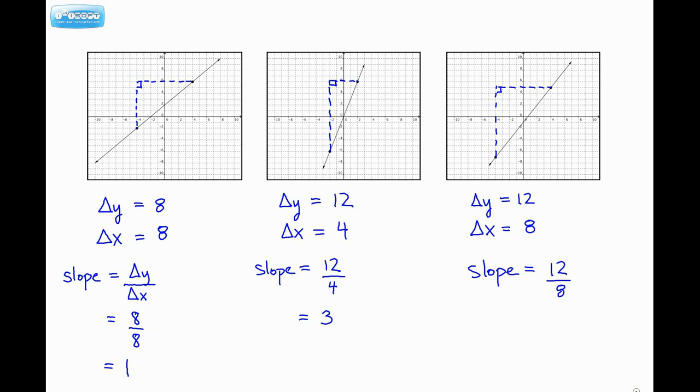Now, unfortunately, we're not going to get an integer as an answer, but we always reduce fractions whenever possible. You should be familiar with reducing fractions. The greatest common factor between 12 and 8 is 4, so we divide both the top and bottom by 4. That gives us 3 over 2. So the slope of this line is 3 over 2. As a decimal, which you don't need to do, that's equivalent to 1.5. So we can see here that slopes can be decimals.